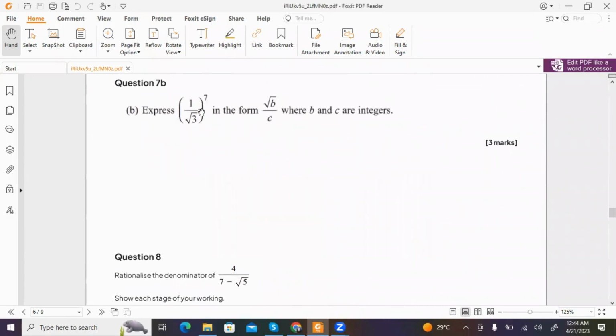In the next question, it says express 1 over root 3 whole power 7 in the form square root of b over c, where b and c are integers. So we know 1 to the power of 7 is 1, and root 3 to the power of 7 will be as it is. Next, we're trying to get rid of the root from the denominator. So in order to do that, I'm going to multiply this by root 3.